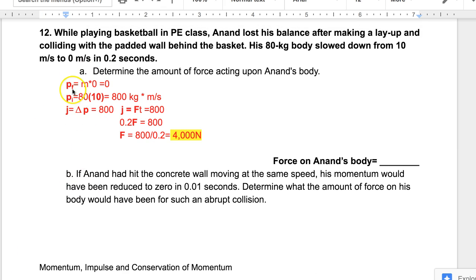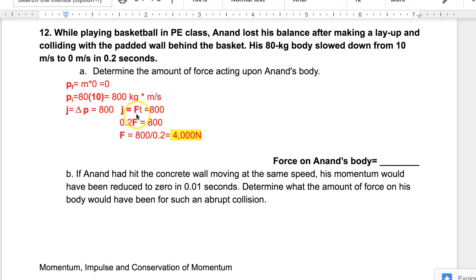Let's start with the easiest part. The final momentum is 0 because his speed is 0 when he stops. So he comes to a complete stop. He loses all of his momentum. So the impulse is going to take away all that momentum. We have 80, his mass, initially times 10 meters per second. So he had 800 kilogram meters per second before he collided into the wall. Now he loses all of that. So the impulse is that change in momentum, or 800 kilogram meters per second, because he comes to a stop.